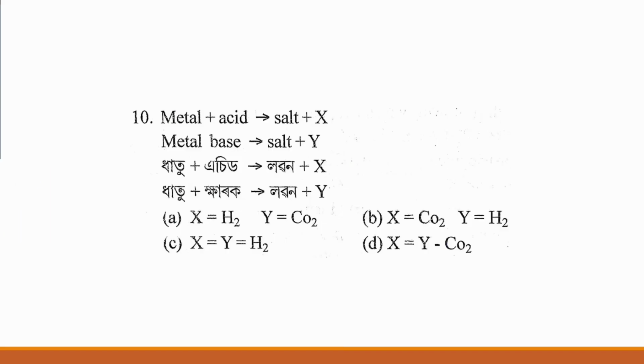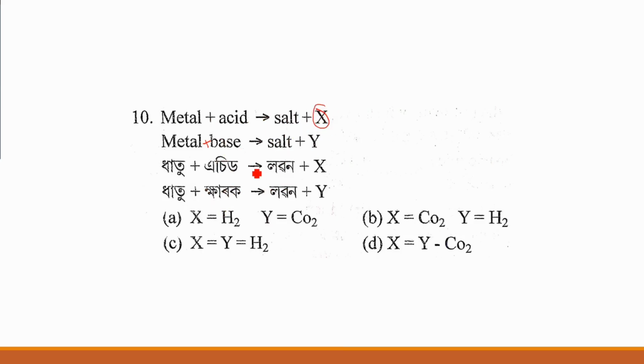Our next question is: metal plus acid gives salt plus X, and metal plus base gives salt plus Y. So what will be X and what will be Y? Dear students, you know that the reaction between a metal and an acid typically produces salt and hydrogen gas. So X will be hydrogen gas.